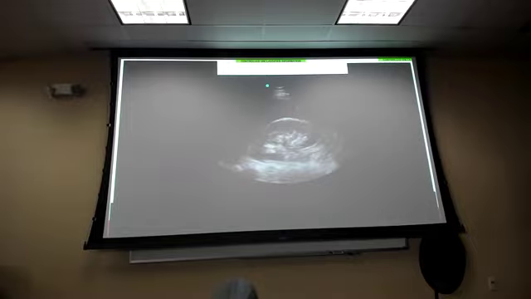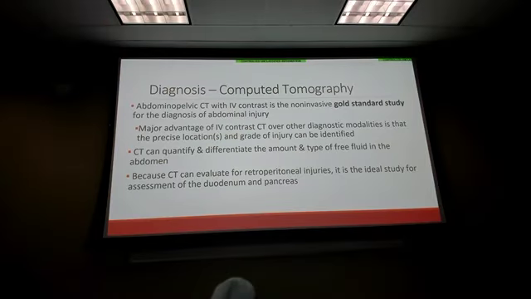Let me see if I can get my little pointer on here. So you've got a fluid stripe running here, and that's typically in the right upper quadrant where the fluid hides, in between the kidney and liver. We'll cover it more extensively in block 5, because on the left side it's actually below the diaphragm. So it's a little bit different depending on what side we're doing the FAST on.